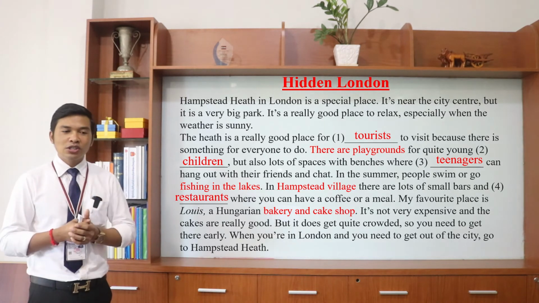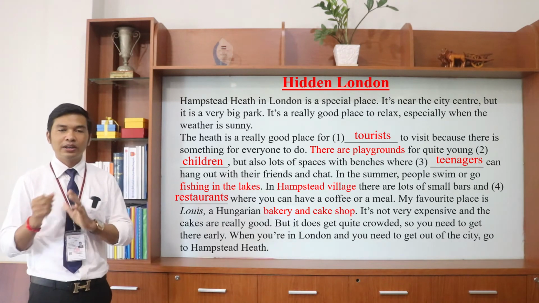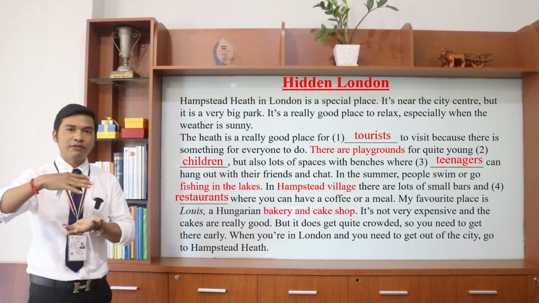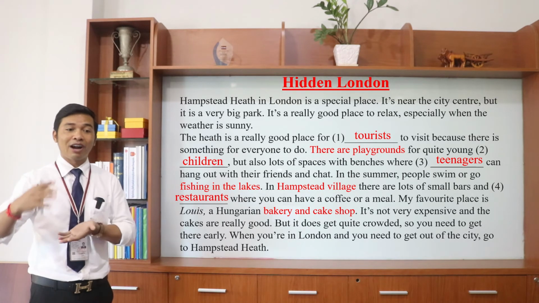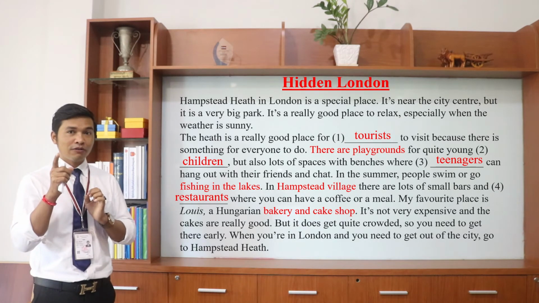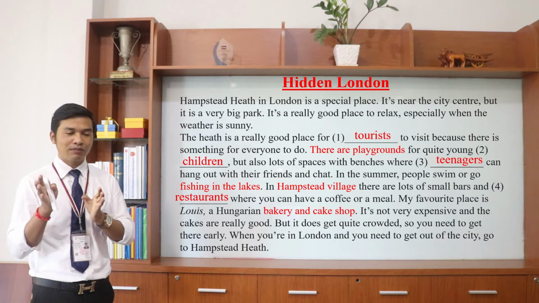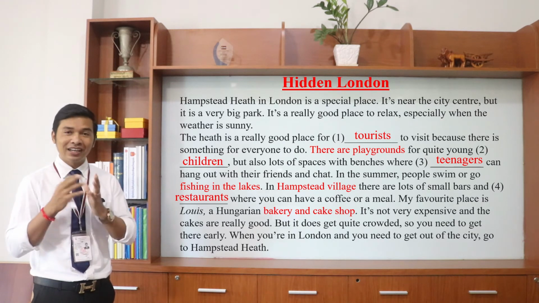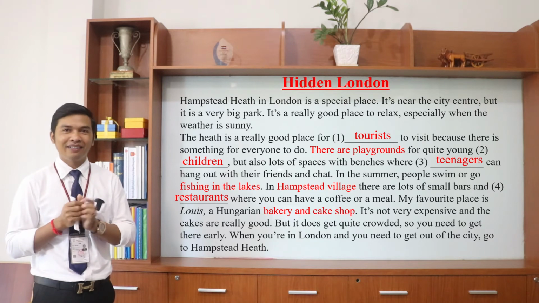So number 1 is children's playground. As you can see, while you are reading the text, you will find the word playground, right? And number 2, you also found the word lake. After playground, you will find the word lake. The lake, you go fishing in the lake, right?